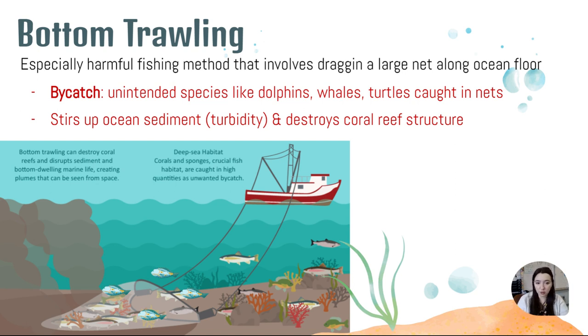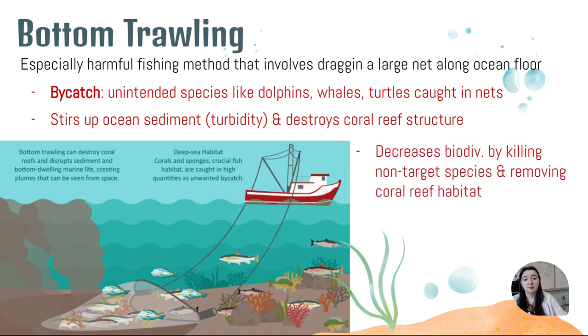So turbidity of the water is going to impact a lot of things, such as the rate of photosynthesis. If we look here in this picture, this water is really cloudy and murky because sediments are being stirred up. So sunlight won't penetrate as far down as it possibly could, meaning you're going to have lower rates of photosynthesis and lower productivity, which is a problem because plants, producers, and algae are at the bottom of the food chain. Also, bottom trawling destroys coral reef structures, and coral reefs are some of the most biodiverse places, or at least aquatic places, on our entire planet. So because of this, it's going to decrease biodiversity by killing non-target species and removing coral reef habitats.